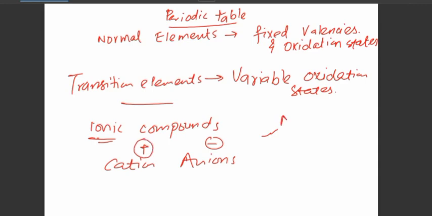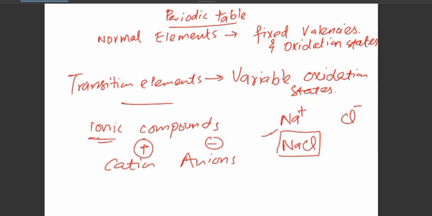Suppose we have the example Na, it is a cation, it is plus, and Cl, it has minus, okay? So cation and anion. There is an electrostatic force of attraction between the cation and anion. So when they combine, an ionic compound is formed that is called NaCl, means table salt. Okay.